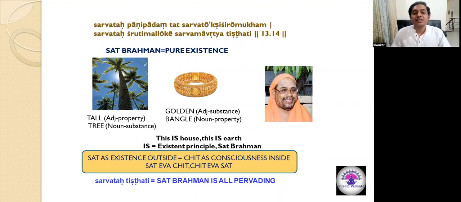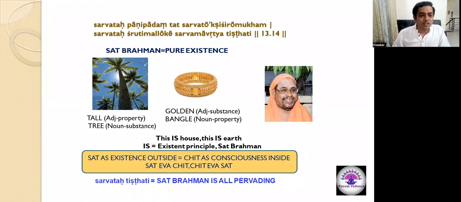So Vedanta starts at Sat, the existence, and ends at Chit, the consciousness. It is the same Sat, the existence principle, which appears as Chit in the Jiva because of the medium, which is the subtle body. Sat eva Chit and Chit eva Sat. This is the essence of Vedanta. Shri Krishna says this existence Sat principle or Sat Brahman is the fundamental substance which pervades everywhere. Sarvatra panipadam, literally meaning Brahman has got hands and legs everywhere. And sarvatra tishtati, it remains pervading, surrounding everything.